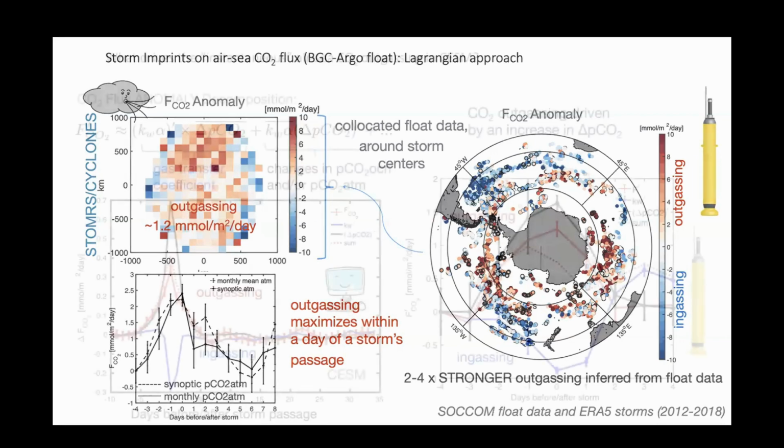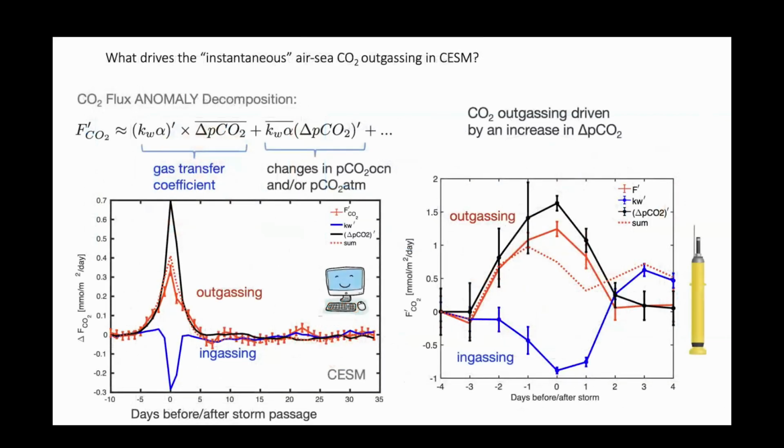Okay, so that's how she can see the signal due to the delta pCO2, due to the lower atmospheric pressure, and so on. Anyway, this is the float, and this is the CESM coupled model.